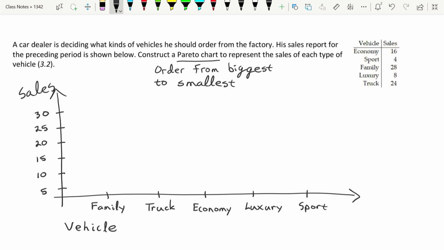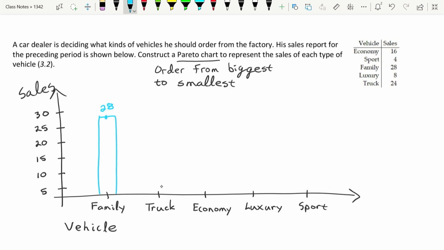So here I've laid out the different categories, starting with the very largest one on the list, which is family. And we're going to create the bar graph from that. So I've laid out the sales on the vertical scale from 5 to 30 in increments of 5. So if I go up to somewhere just short of 30, which would be at 28, then that would be where we'll draw up the bar for the family category here.